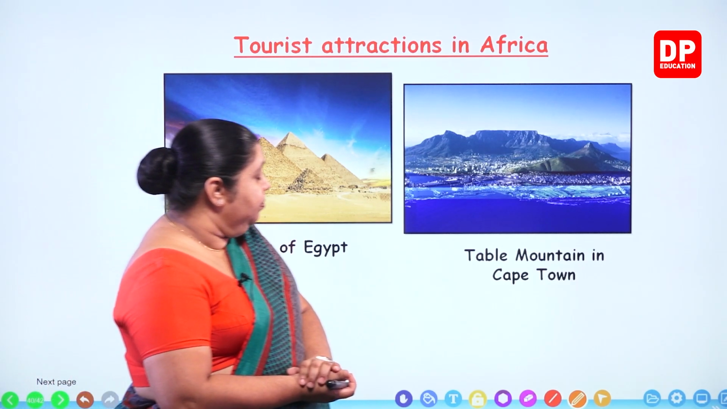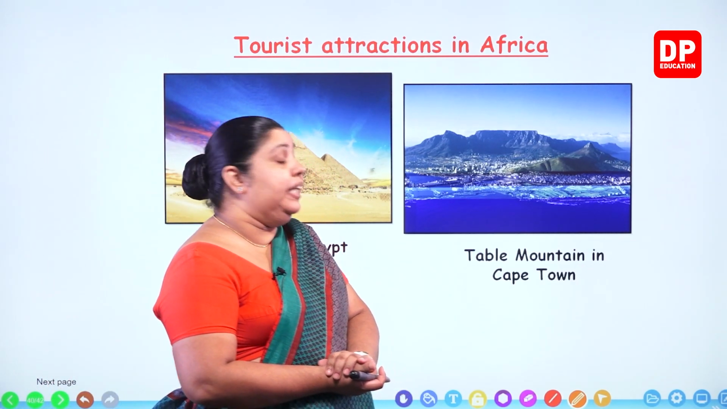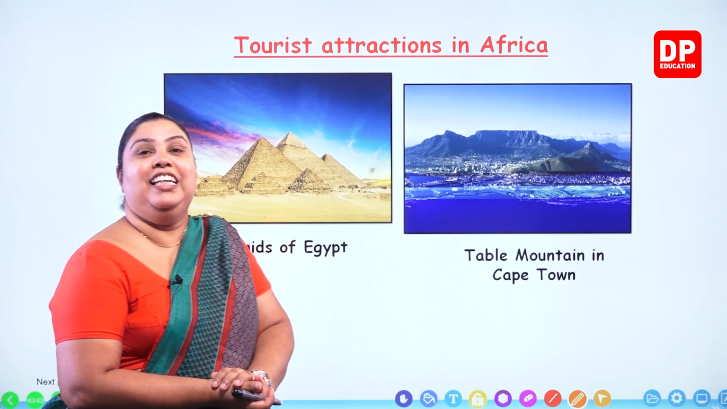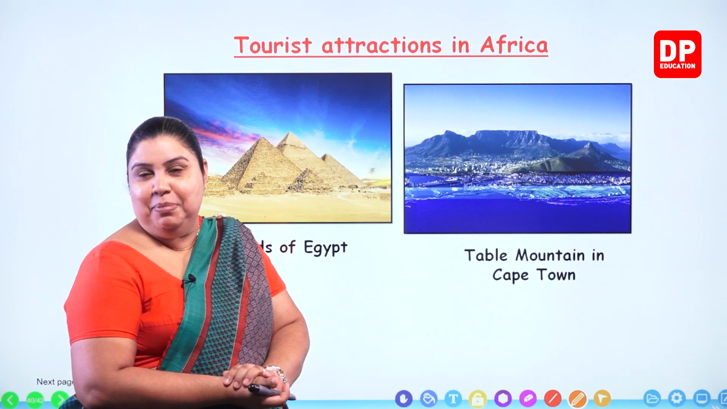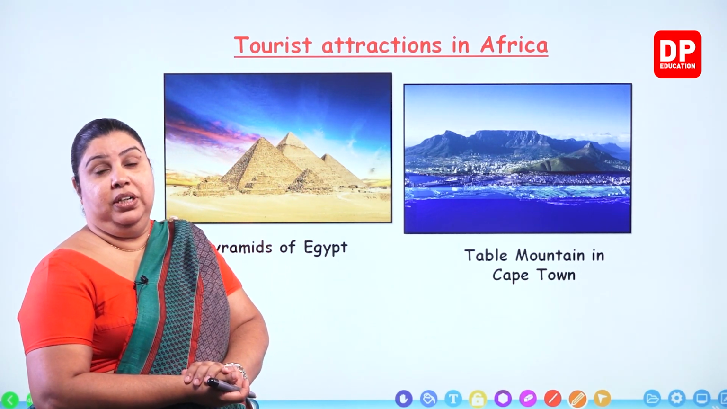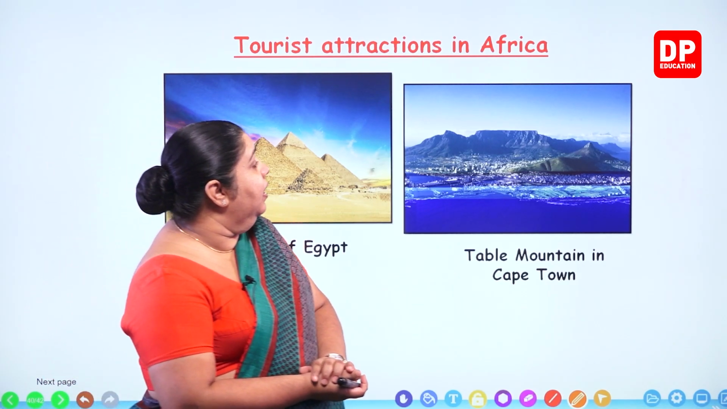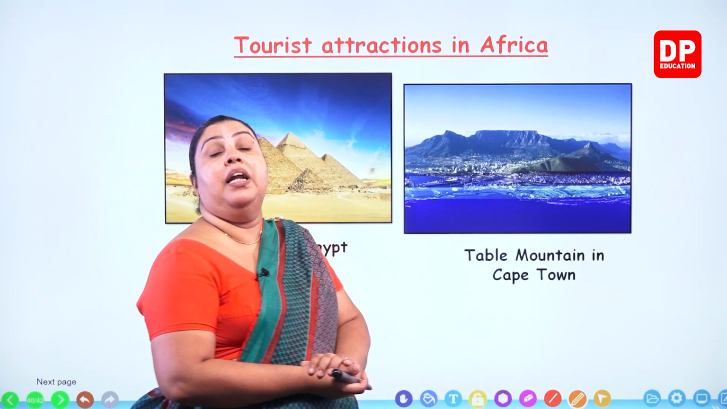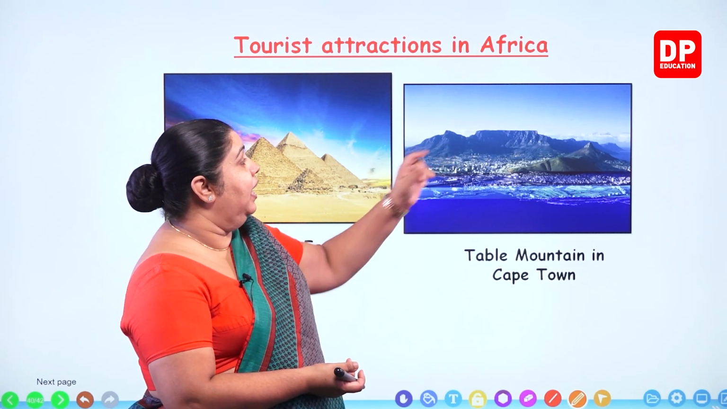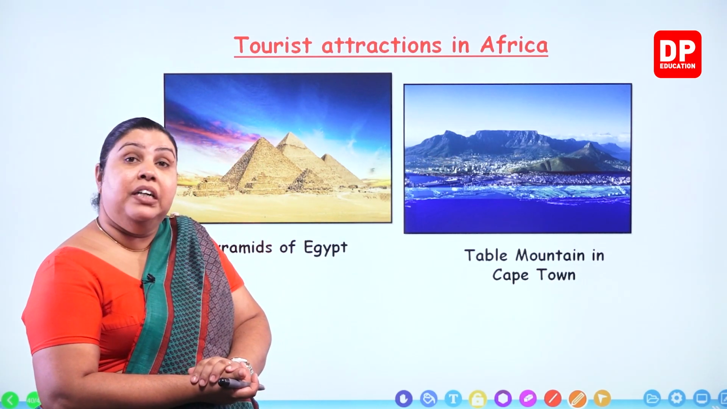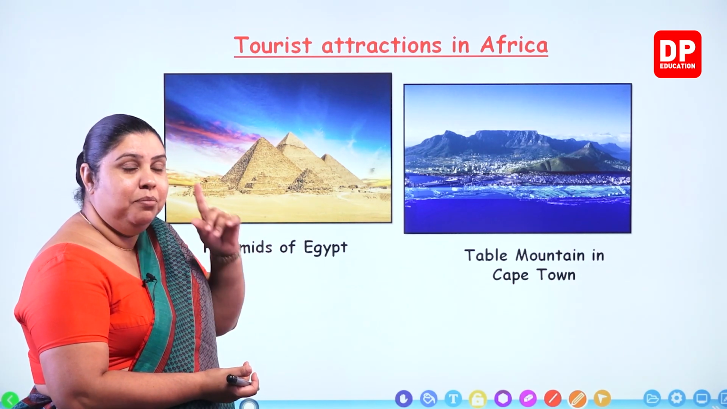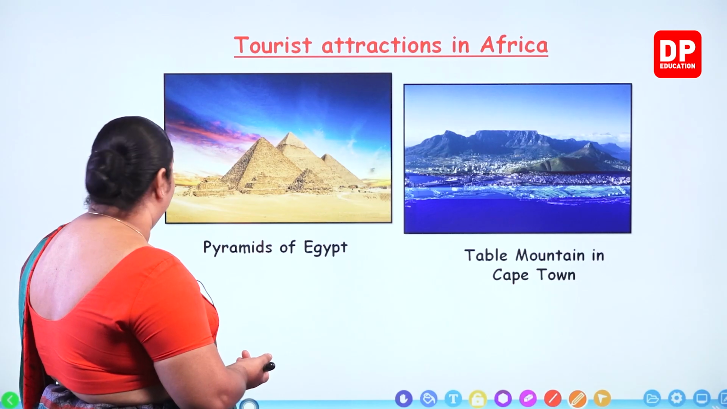Then the Table Mountain in Cape Town. Look at this mountain. It looks exactly like a table. It is called the Table Mountain and it is in Cape Town. So it is a very world famous place where most tourists go and see. So if you go there, please don't forget to visit these two places.